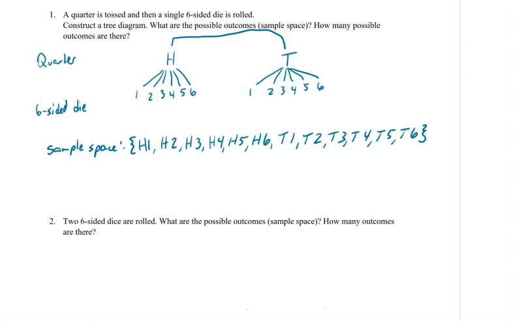So how many different possible outcomes are there? Well, if we just add all of those up, we see that there are 12 possible outcomes.